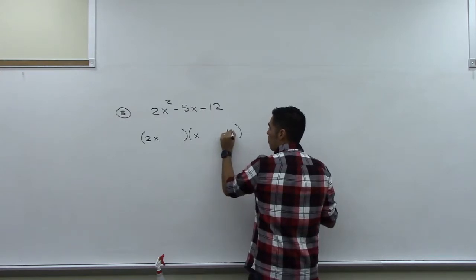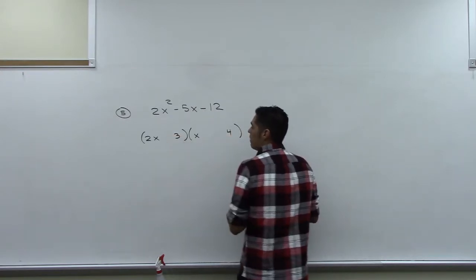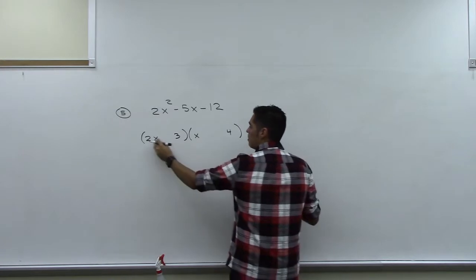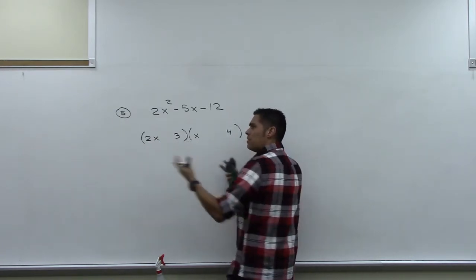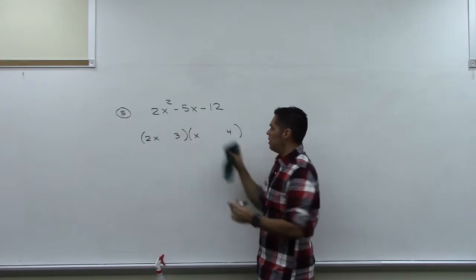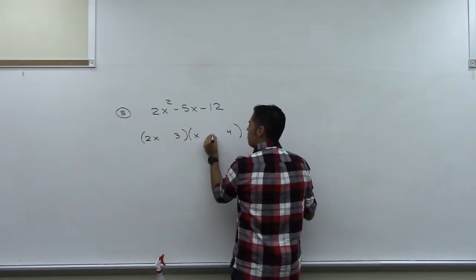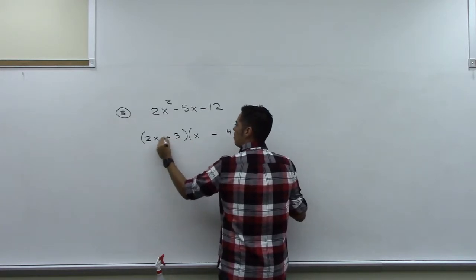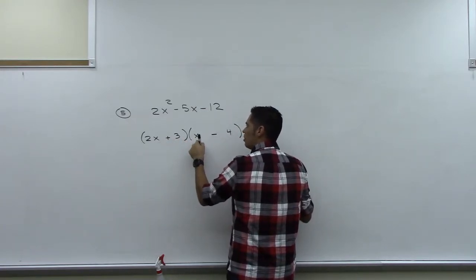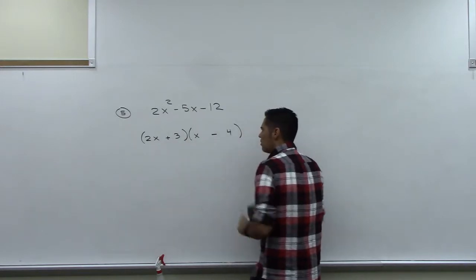So I could try 4 here and 3 here. If I do that, 2 times 4 is 8, and then 3x. So 8 and 3, I should be able to get a 5 out of 8 and 3. So why don't I make this minus? That way it'll give me a negative 8x. And then make this a plus, which will give me a positive 3x. That should come together to be this. So that looks like it'll work.